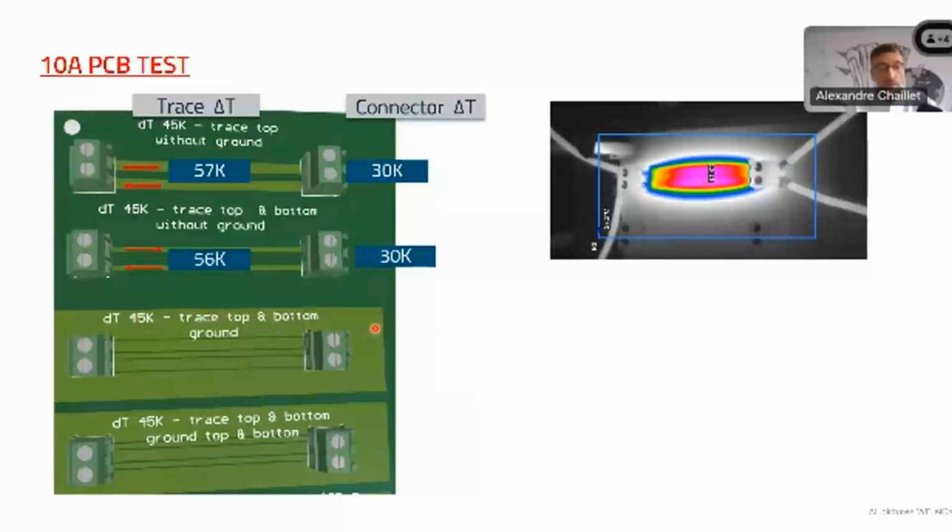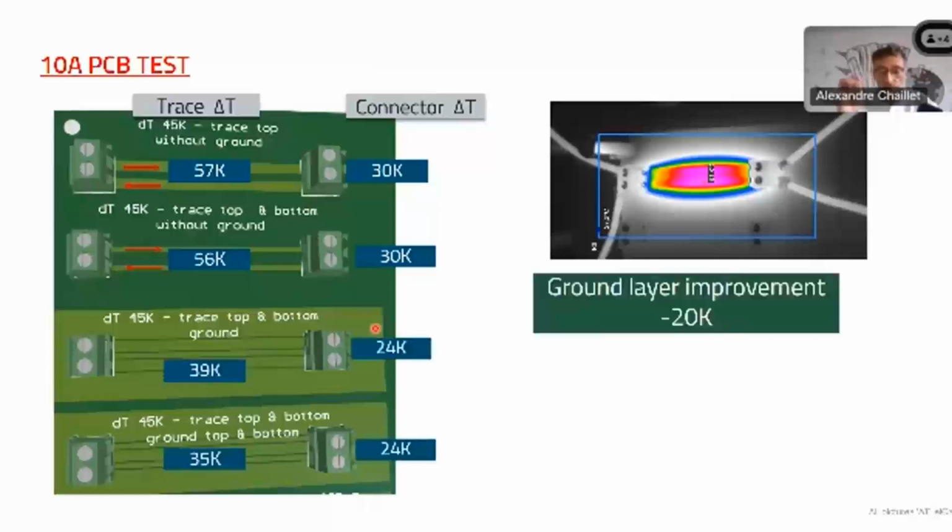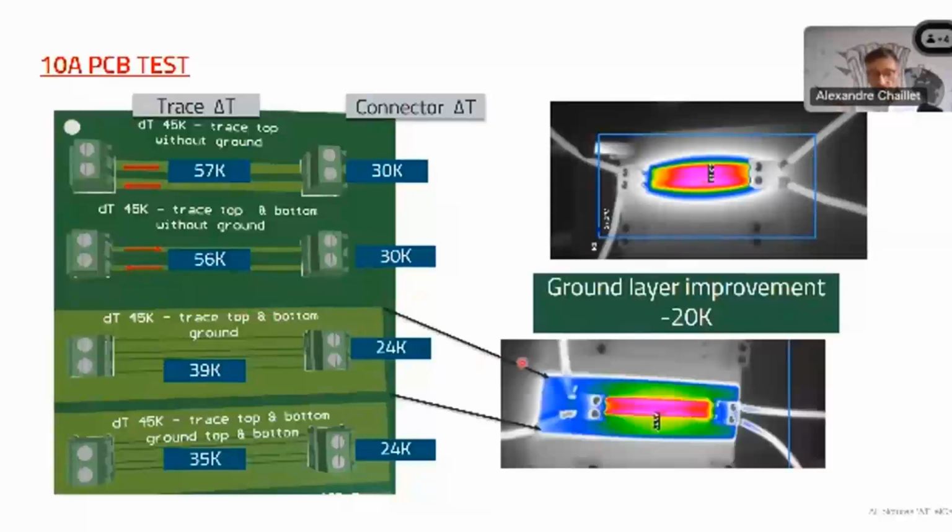Then we will heat a top and bottom ground layer. So we'll see what is the impact. The impact is very big. The ground layer cools down your PCB by 20 Kelvin, of course. And you will see this interesting picture, that this is the limit of the ground layer.